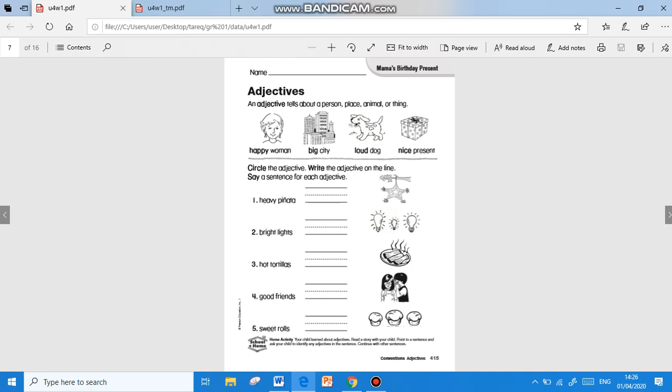Circle the adjective, write the adjective on the line. Say a sentence for each adjective. Heavy pinata. Where is the adjective? We are going to circle the adjective. What do you think? Excellent. Heavy. Usually the adjective comes before the noun.